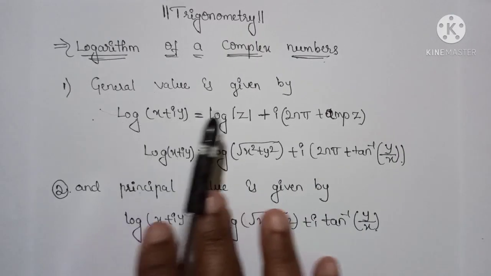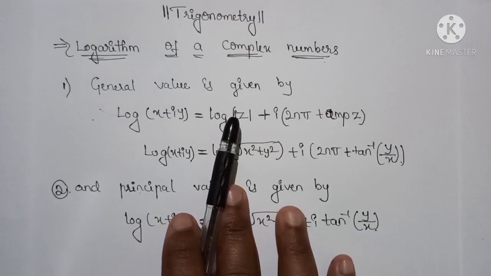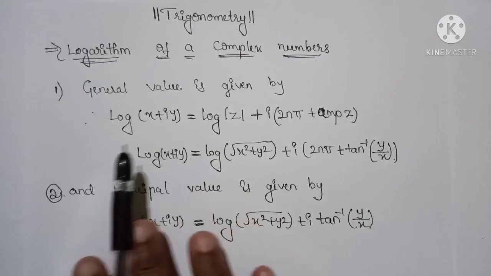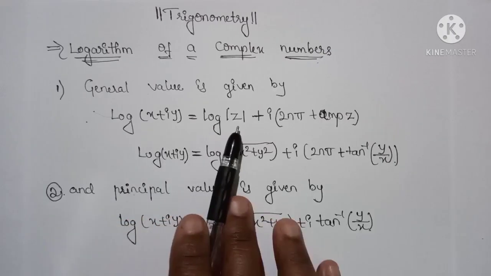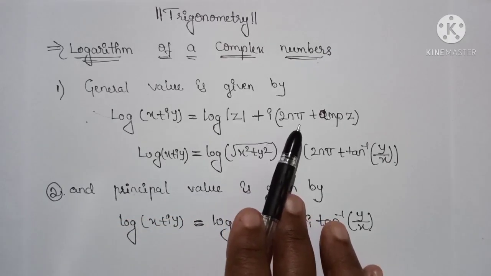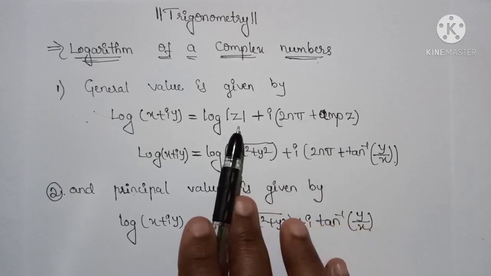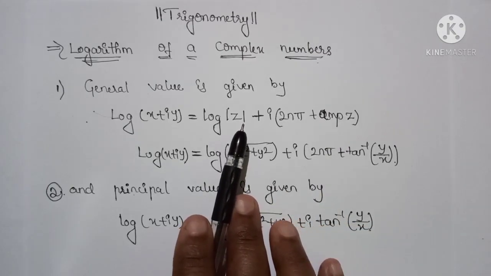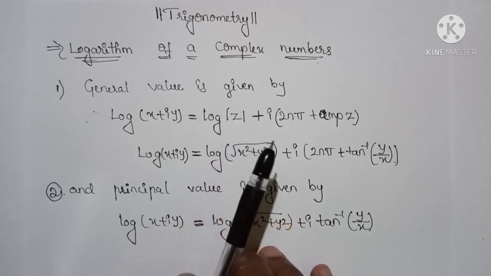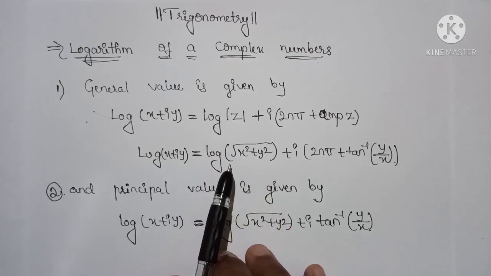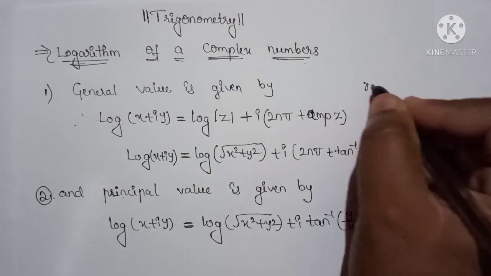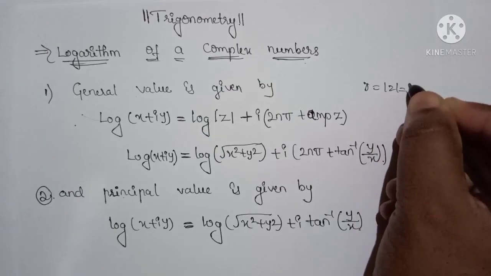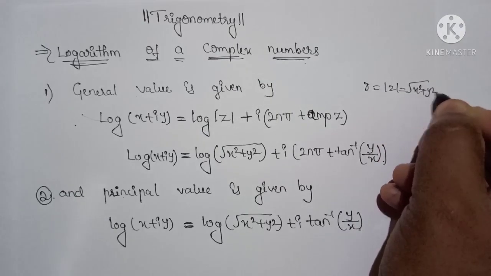So the general value of the log of x plus iy, that is, the logarithm of a complex number, is denoted by capital Log (x plus iy) and equals log mod z plus i times (2n pi plus amplitude of z). Here mod z is the r, the modulus of the given complex number. We know that r equals mod z, which is always the square root of x square plus y square.